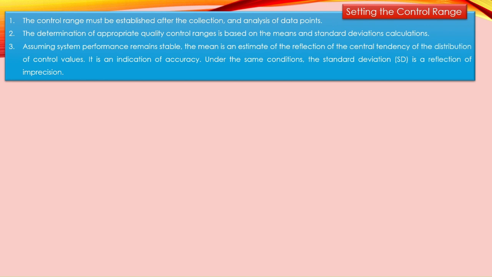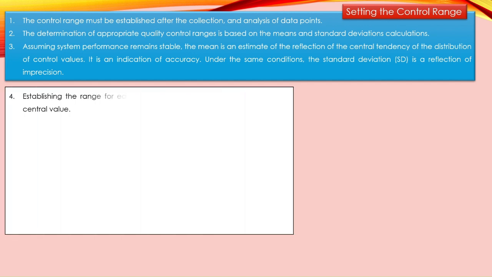Assuming system performance remains stable, the mean is an estimate of the reflection of the central tendency of the distribution of control values. It is an indication of accuracy. Under the same conditions, the standard deviation, SD, is a reflection of imprecision. For establishing the range for each control, incorporate using the mean as a central value.